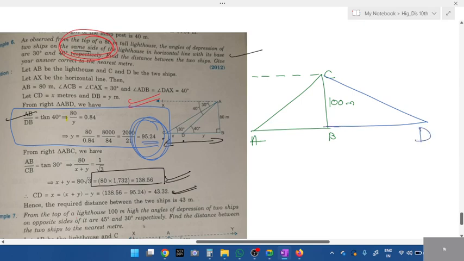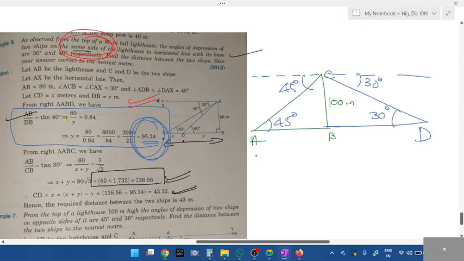Name it as D. The angles of depression of the two ships on opposite sides are 45 degrees and 30 degrees. Take this as 45 degrees and this as 30 degrees. Obviously, the inner one will be 45 degrees, by the interior alternate angle. On this side, the inner one will be 30 degrees, respectively. Find the distance between the two ships.